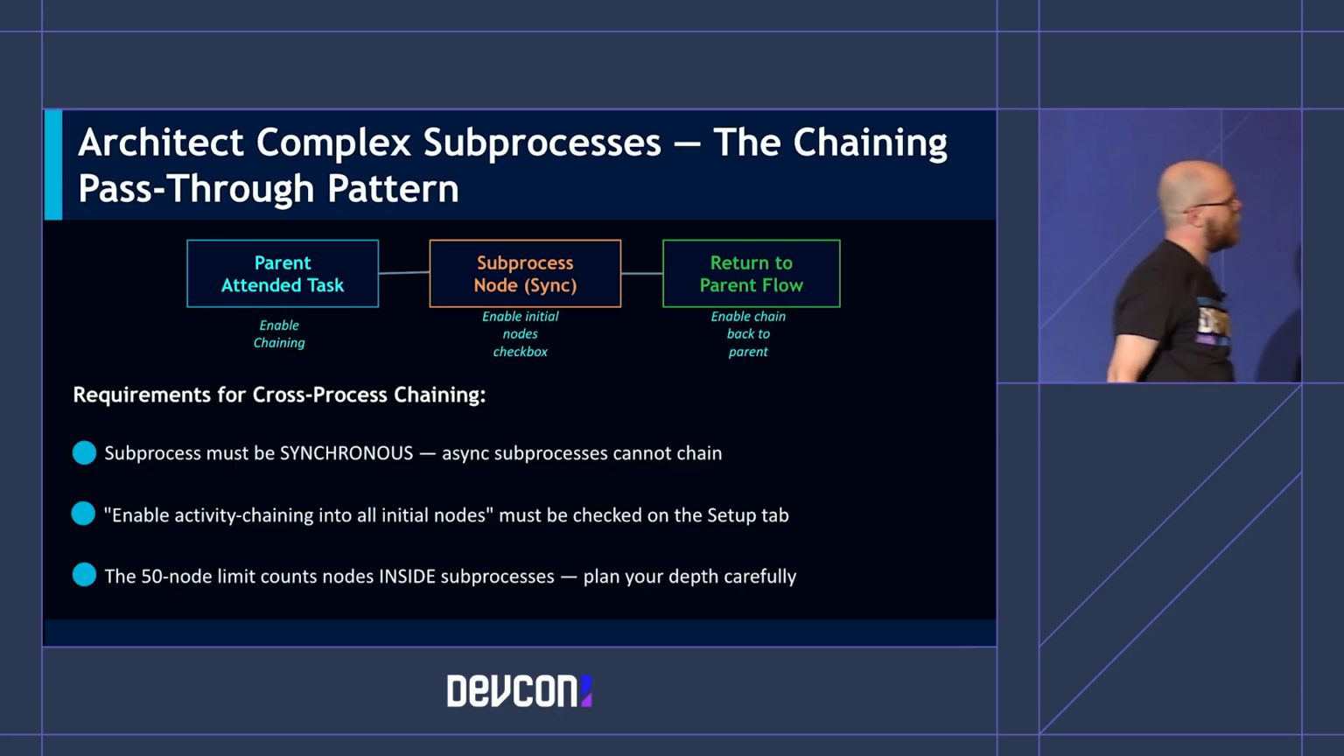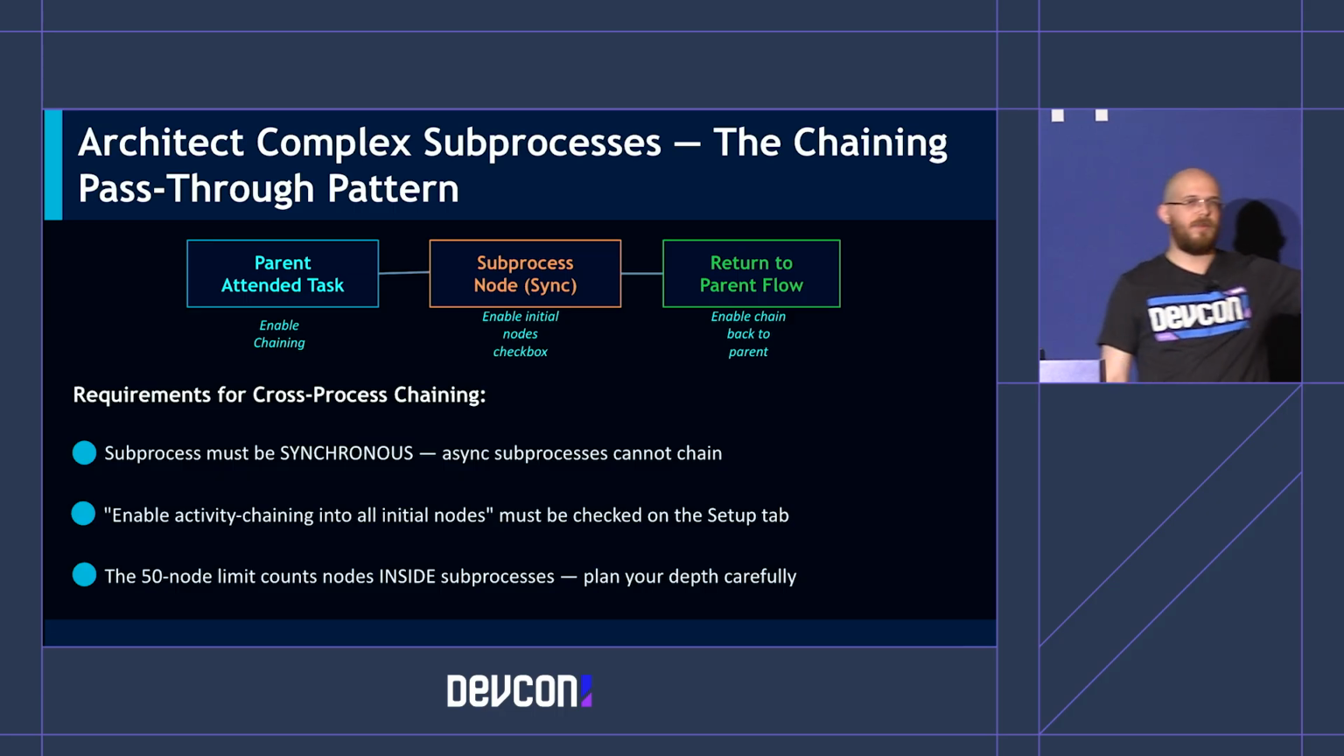So it's a 3-step process. But in order to do that, there are 4 things that we have to be cognizant of. The first thing is that subprocesses must be synchronous.